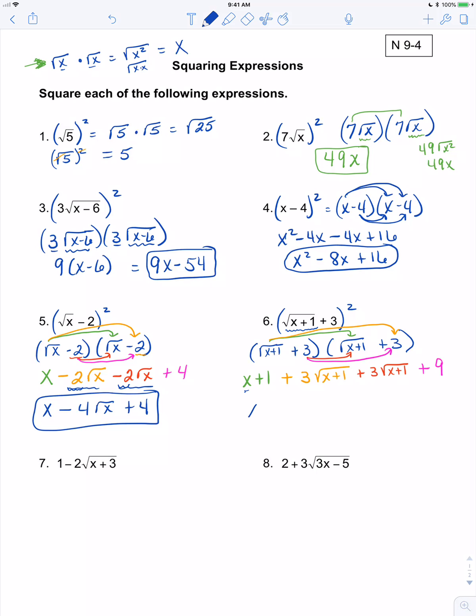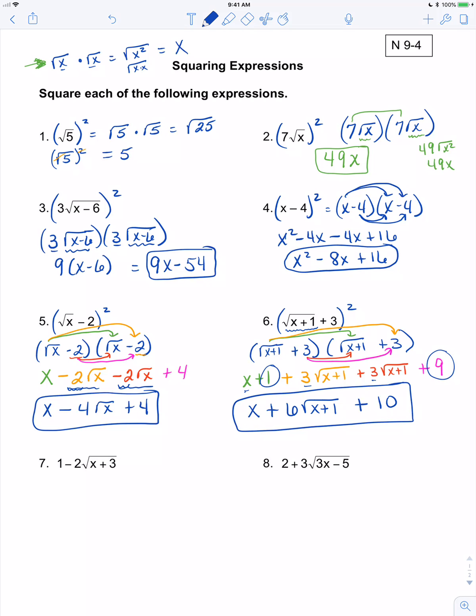So we've got the x. We've got 3 square roots of x plus 1 plus another 3 square roots of x plus 1. Remember, we're adding those like terms, so that gives us 6 square roots of x plus 1. Then we have our whole numbers 9 and 1, which gives us 10. So there is our final answer.